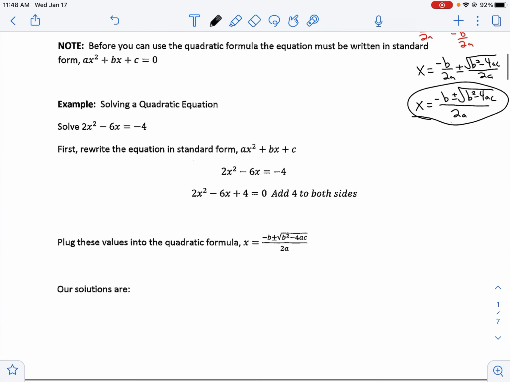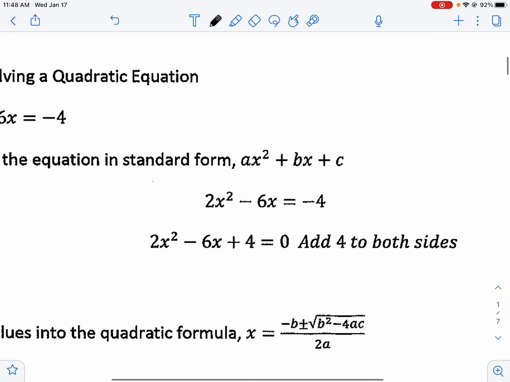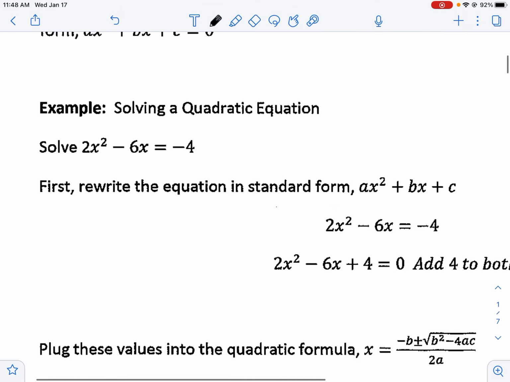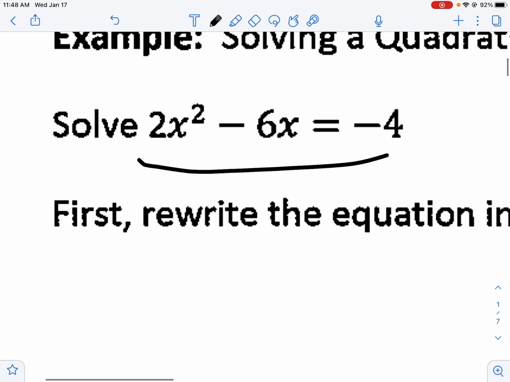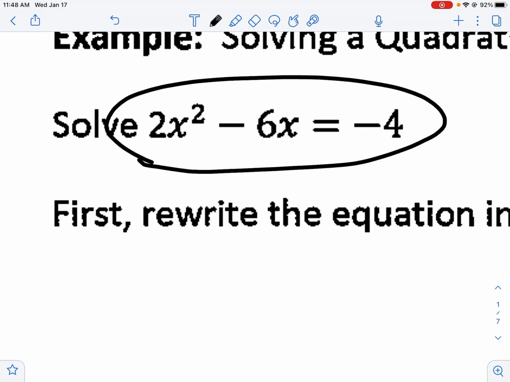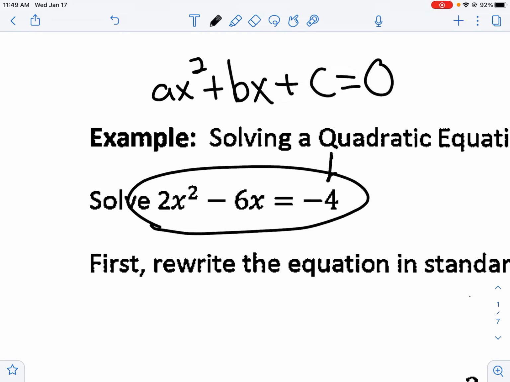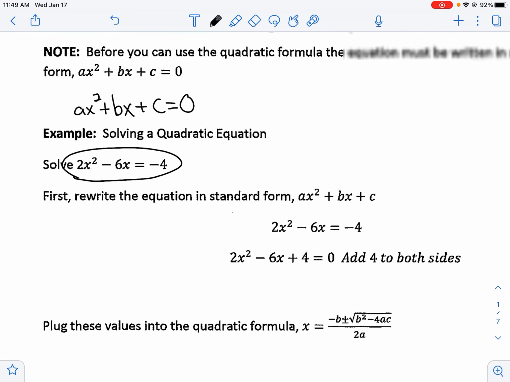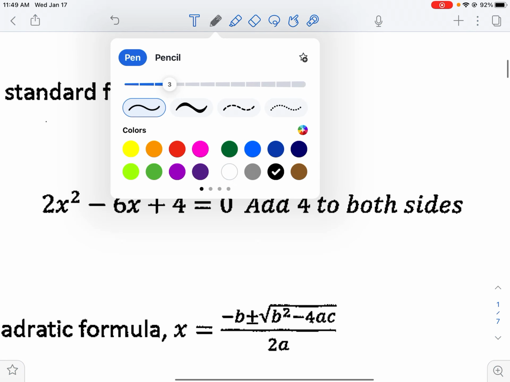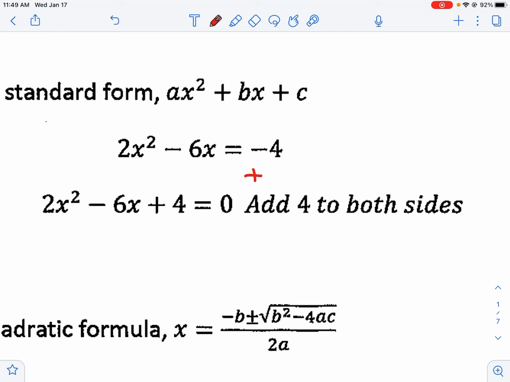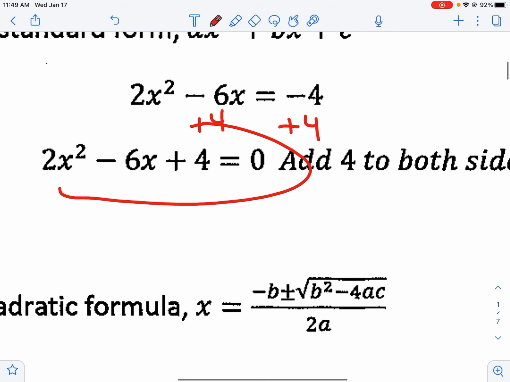All right, so let's take a look right here. We're going to solve this equation, okay? First thing we're going to do is put it in this form: ax squared plus bx plus c equals 0. So we have to get this side equal to 0. We're going to add 4 to both sides, and then we end up getting this.